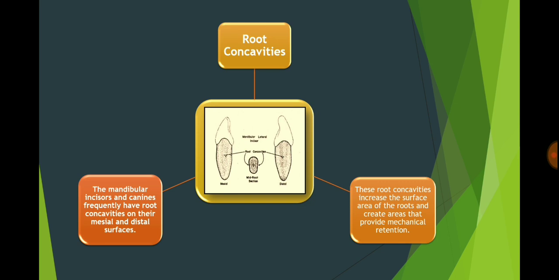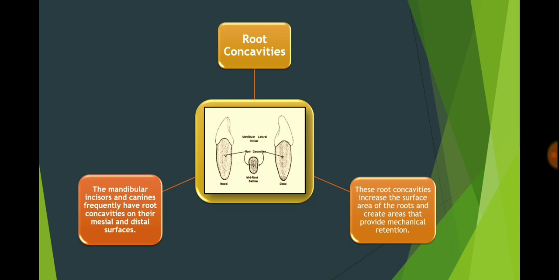So, root concavities. Mandibular lateral incisors, root concavities. When you look at the mandibular incisors and the canines, they frequently have root concavities on the mesial and distal surfaces. Remember, root concavities usually increase the surface area and increase stability, attachment of the periodontal ligaments, and that's the stability of a tooth.